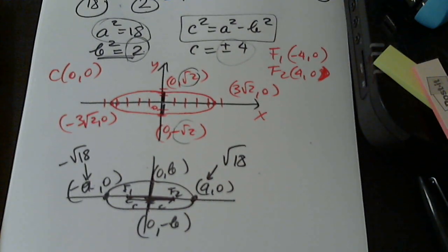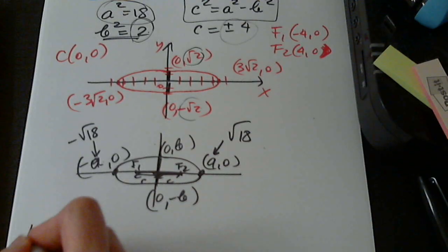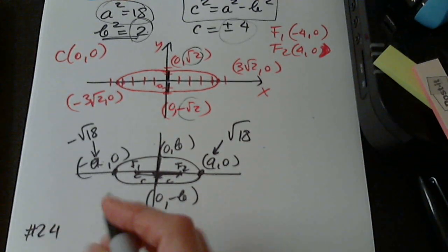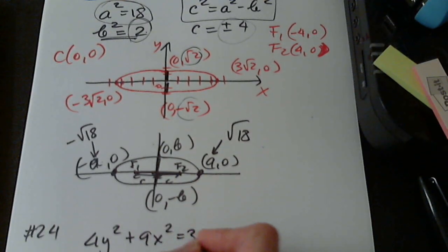Other questions? Very good questions. Okay, let's go to the other one. This one. So here we have 4y squared plus 9x squared equals 36. What is our first step?